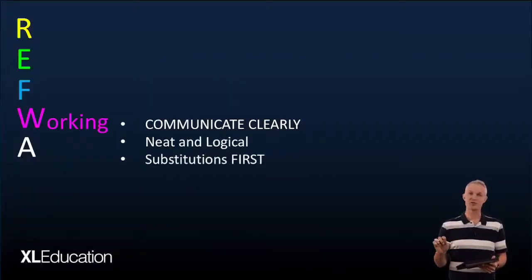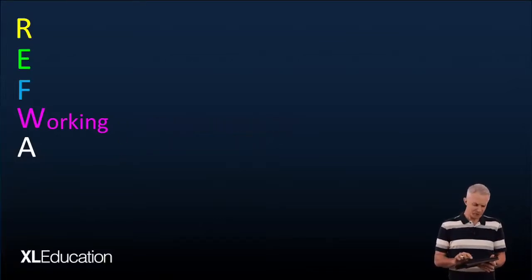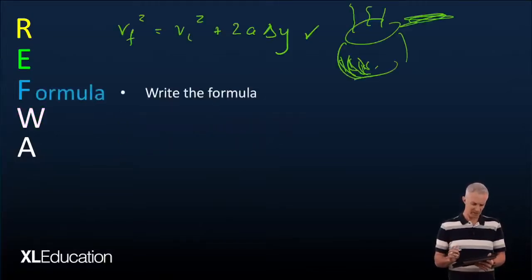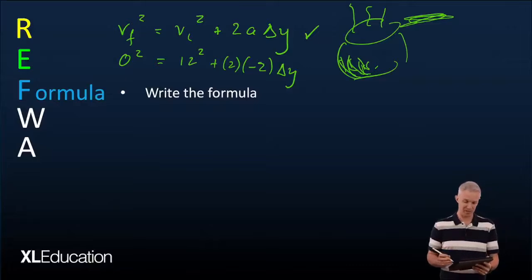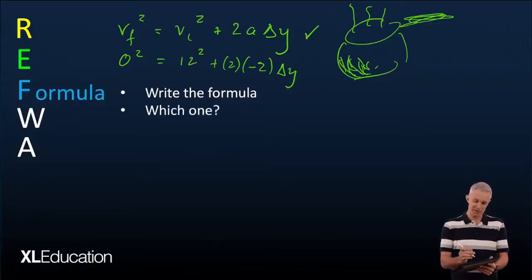Here's a nice little hint. Do your substitutions first. Once I've written my formula, I'm going to go back here. VF, well, that was 0, wasn't it? VI is 12 plus, and I'm going to put my things in brackets here, 2A was minus 2 delta Y. Okay, you could square your naught if you wanted to, but it doesn't make a difference. So do your substitutions because at that point they might say, yes, well done, there's a mark there. And, oh yes, I'm going to give you another mark there.